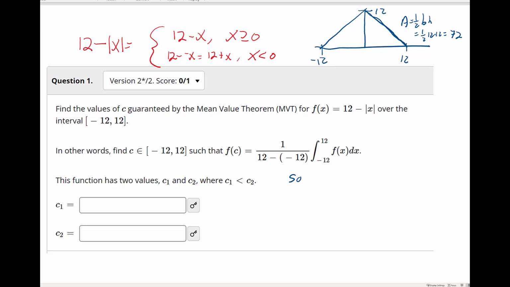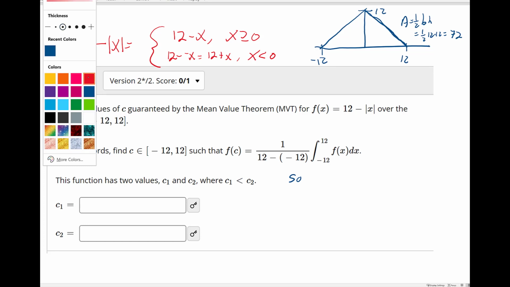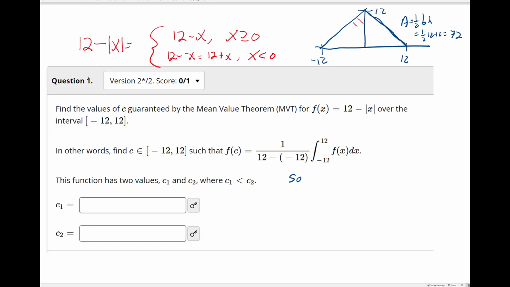So we have this side of the triangle, that area, and then this side of the triangle. The thing is, these triangles are symmetrical, and the area of a triangle is 1/2 base times height. Our base is 12, our height is 12 for each of them. So 1/2 of 12 times 12 is 72. So we know the area of the triangle is 72.